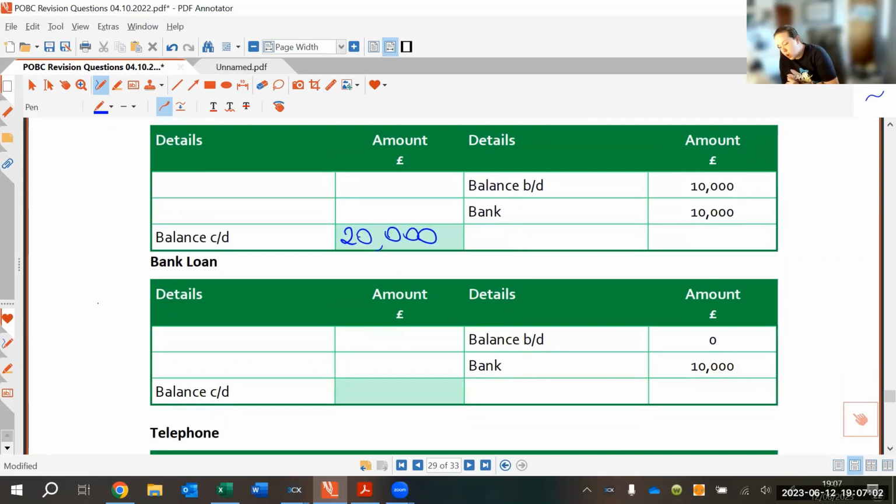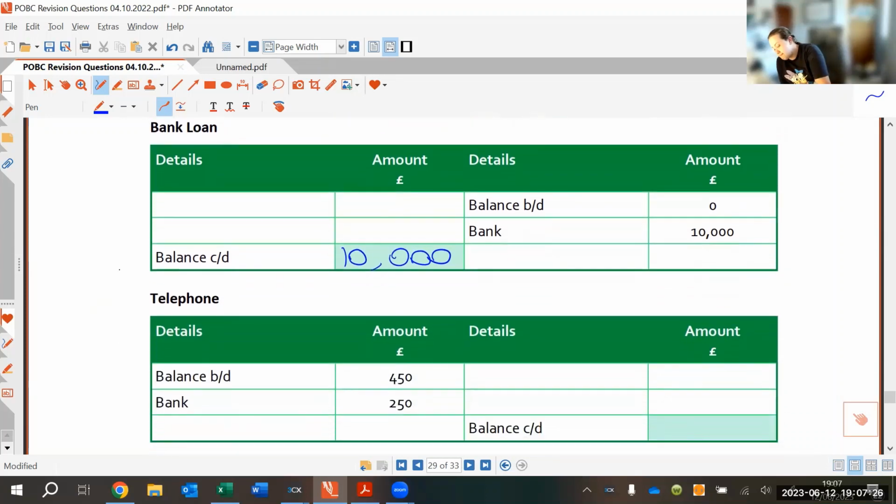Another fairly easy one, bank loan account, balance on that. We haven't got a balance to bring forward, but we have got £10,000 that's come in. Well, it's come into the bank. We've taken that loan out. So at the moment, we owe £10,000 back to the bank for that loan, in very basic terms. So that's going to be the amount that goes to the bank loan on the trial balance.